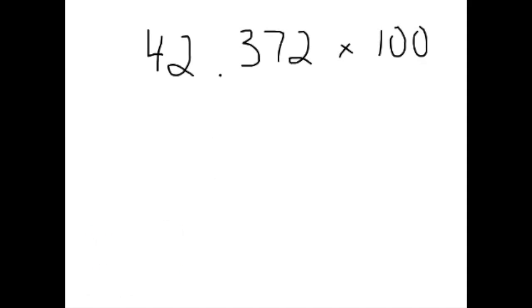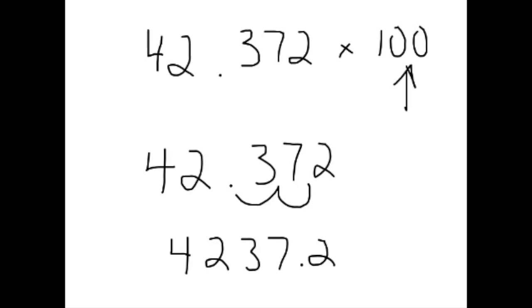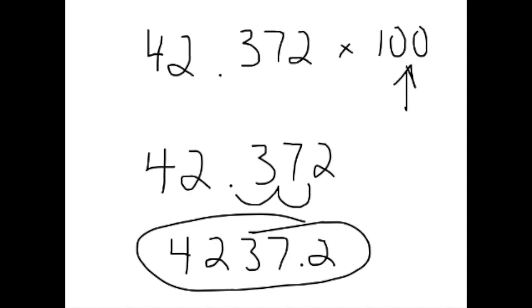Got it. Let's multiply by 100, a power of 10. And we know that we don't have to write it vertically, but we can go ahead and put it out and just move the decimal place. We have 2 zeros over here, so we just need to move the decimal place twice. 1, 2, and rewrite it. So we have 4,237.2. This is our answer. Don't forget your little comma.